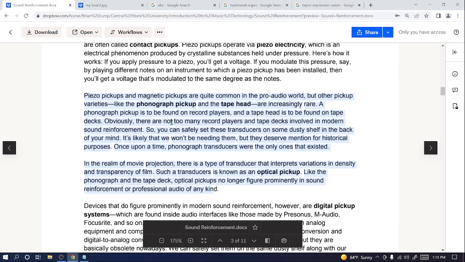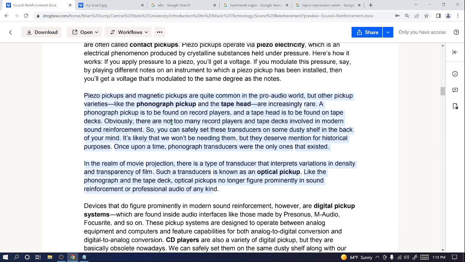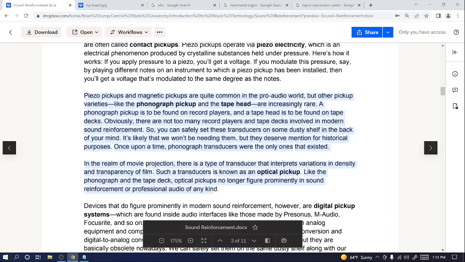So imagine it like this. Inside the grooves of a record, if you can imagine a record, it's like a roller coaster ride that's shaped precisely like a sound wave. And that needle just rides it, and it wiggles, and those wiggles are converted to electricity. That's what a phonograph pickup is.